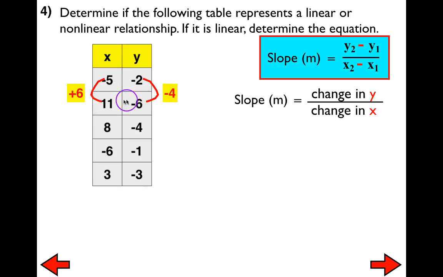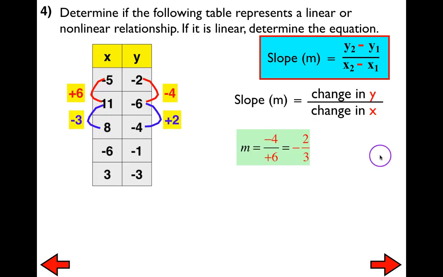You are adding 16. So, sorry. Whew. I mean, you're adding 6. And so now you're going to check your ratios, and you're going to get -2/3. You're going to go again, -6 to -4, you're adding 2. 11 to 8, you are subtracting 3. So you're going to check your ratios. 2 over -3 is going to be -2/3. So far, so good. Now we're going to check -4 to -1. You are adding 3. From 8 to -6, you are subtracting 14.